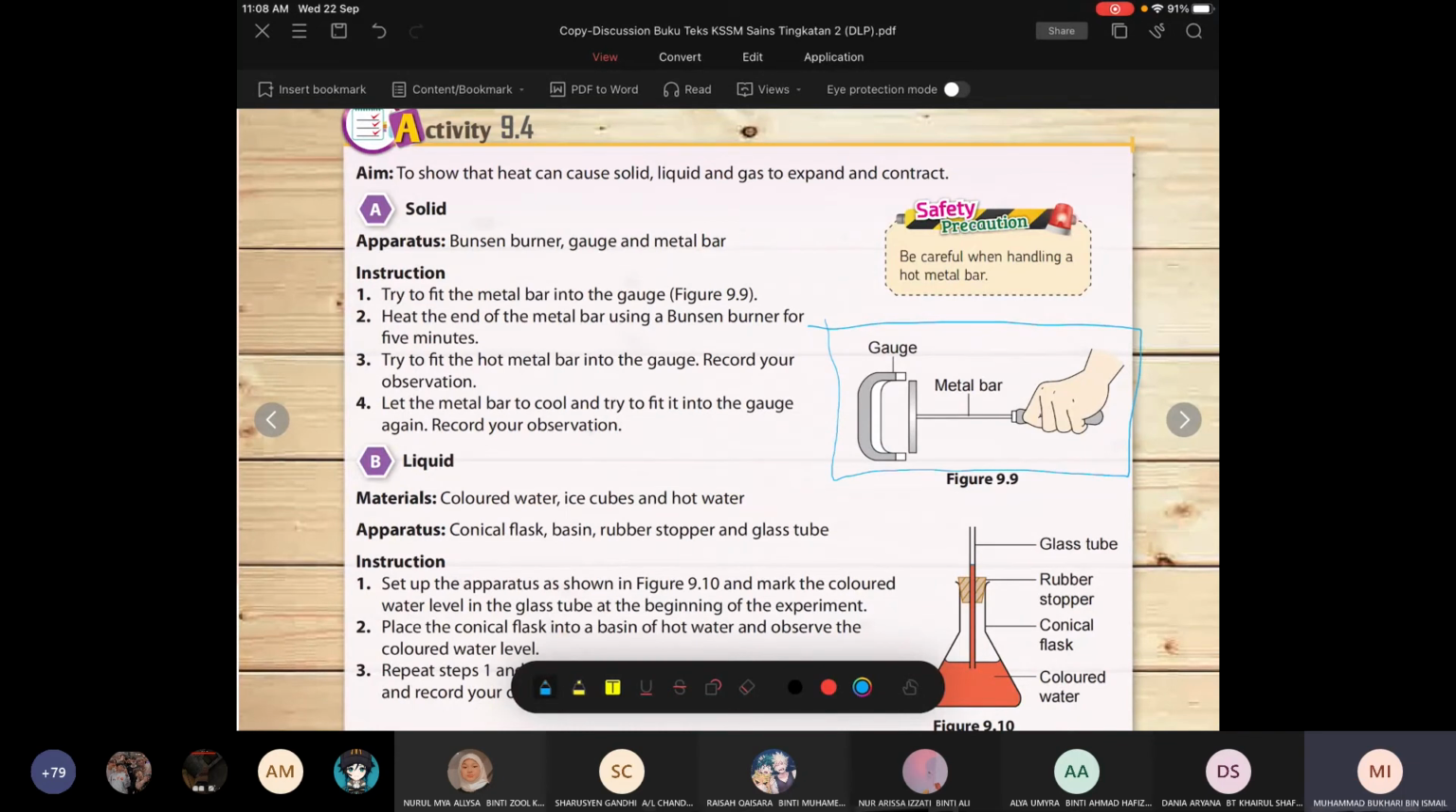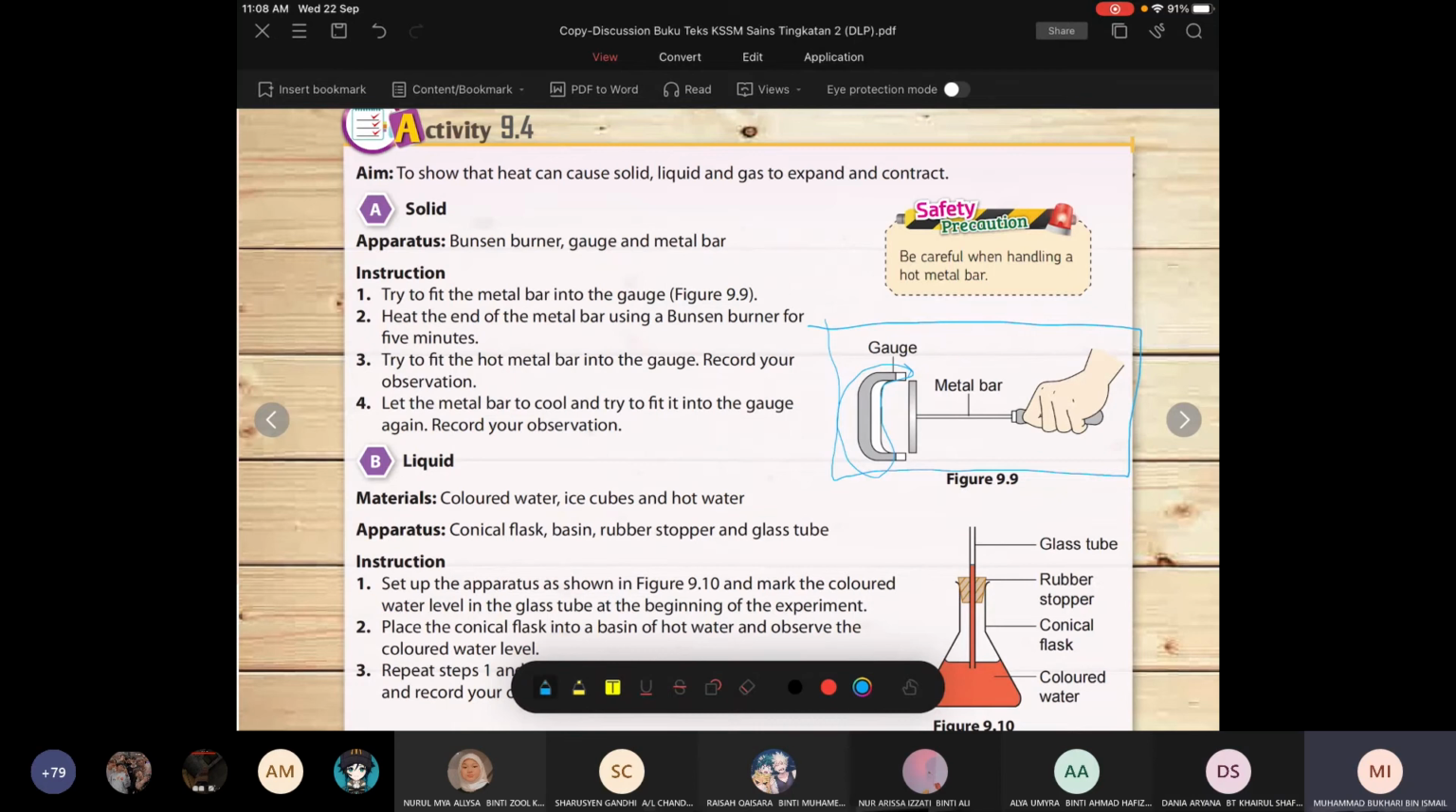You have a metal bar and you have the gauge here. So you have to manipulate the temperature of the metal bar or the gauge, and then you see whether it can fit or not. It is just like the video we watched just now, where there is a spring in the ball. Okay.